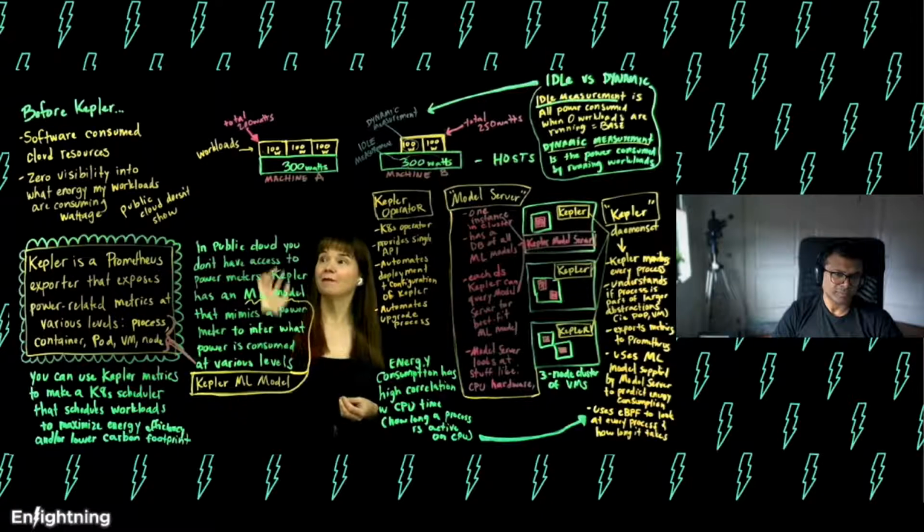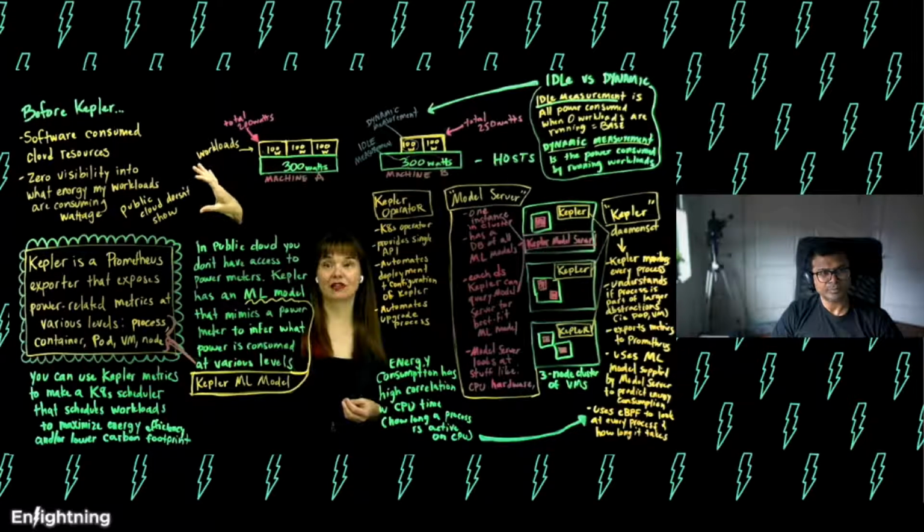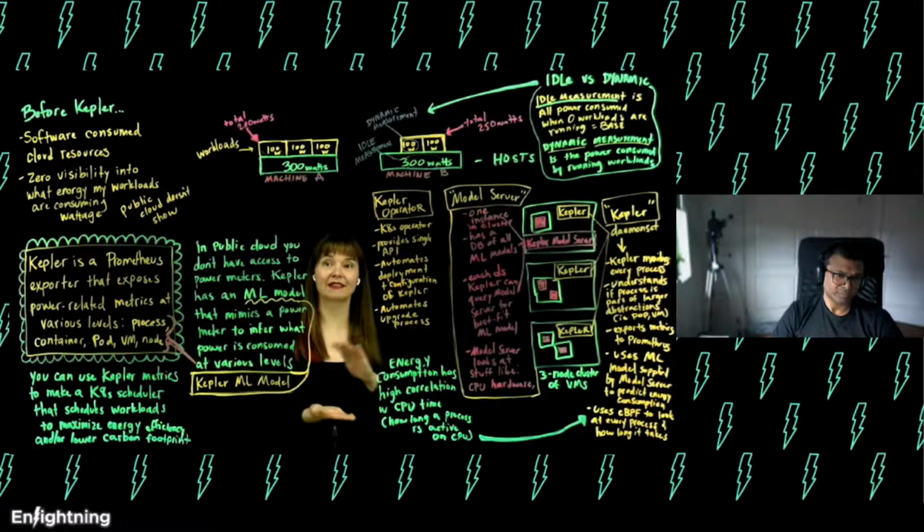Also, in public cloud, you don't have access at all, you don't understand what's happening power consumption wise. The way Kepler solves this is it has a machine learning model that mimics a power meter, so it can infer what power is consumed at the different levels we just talked about, the process, container, pod.